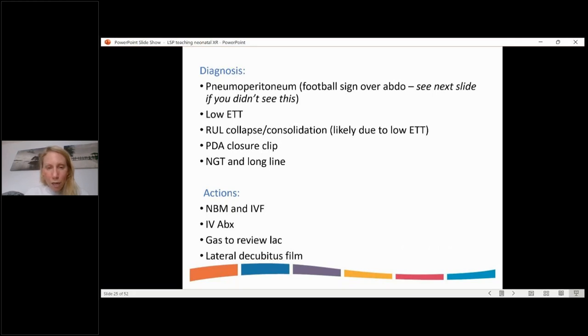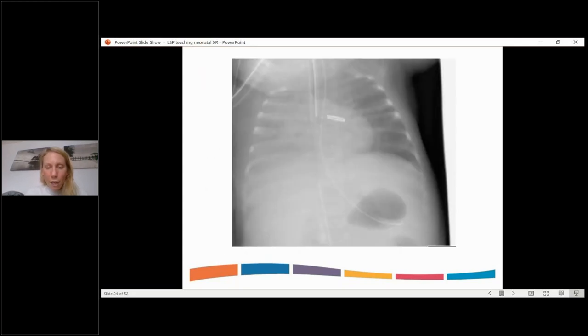So I'm going to go back to the original X-ray before I show you. And if you just stand back from your computer screen, I'm going to draw around it with the mouse, but it is here. And it's really subtle and is a real life example. And it is particularly missed because there is lung pathology. So you've done an X-ray for increasing oxygen requirement. You see a problem on the lungs, and therefore it's very easy to miss this.